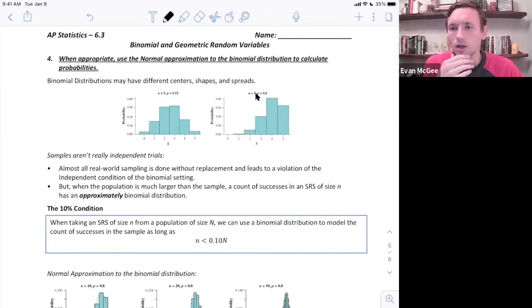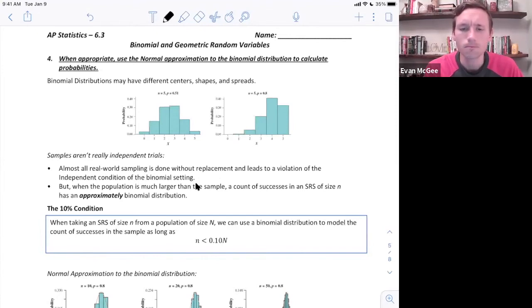But before we get to the normal approximation, there's one important thing I want to make a note about from binomial distributions. When we apply them to taking samples, then technically the independence condition is violated, and all samples that we take are done without replacement. So if you think about BINS, I stands for the independence condition, and this is going to be violated if we're ever taking a sample.